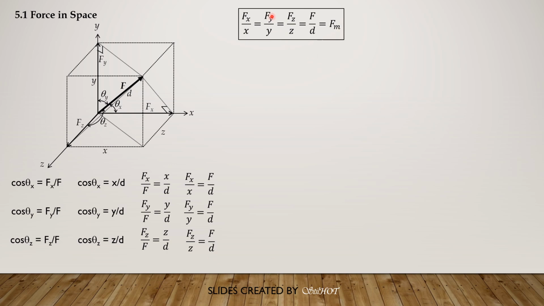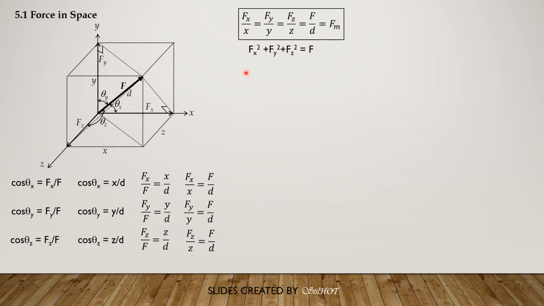So Fx over x equals Fy over y equals Fz over z equals F over d, and this ratio F over d is called the force multiplier. So this is the constant or equal ratio. It's easy to remember because we have x component of force over x component of distance equals y component of force over y component of distance, equals z component of force over z component of distance, equals force over distance.